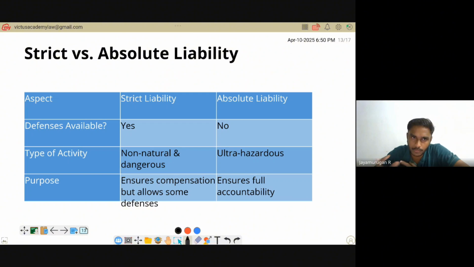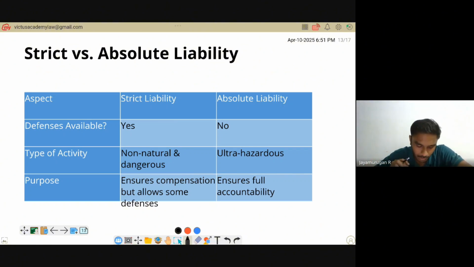As I told you, although both strict and absolute liability impose responsibility for the damage caused by a dangerous activity, these two doctrines have slight differences. First, defense is available in strict liability. The defendant can raise defenses like act of God, third party fault, or the plaintiff's fault. But in absolute liability, there is no defense at all. No defenses are permitted. The defendant is totally liable regardless of any measures or external factors. Even if it is an act of God, the person can still be liable.